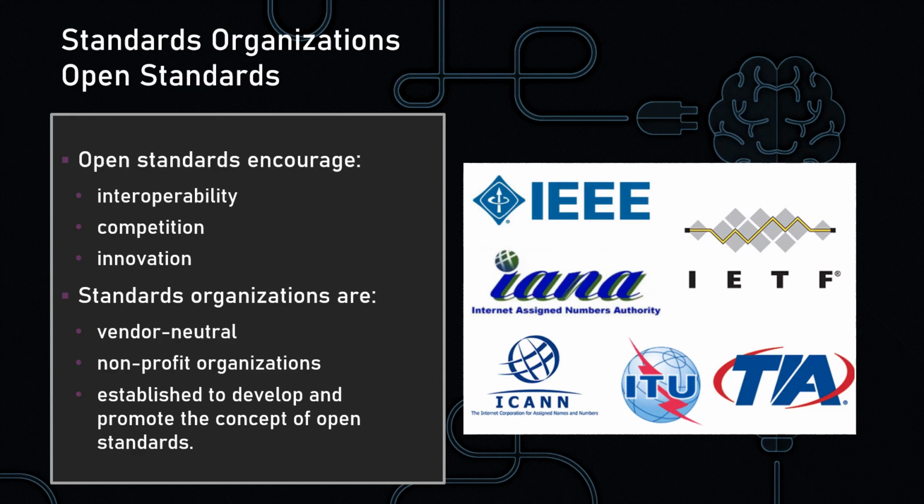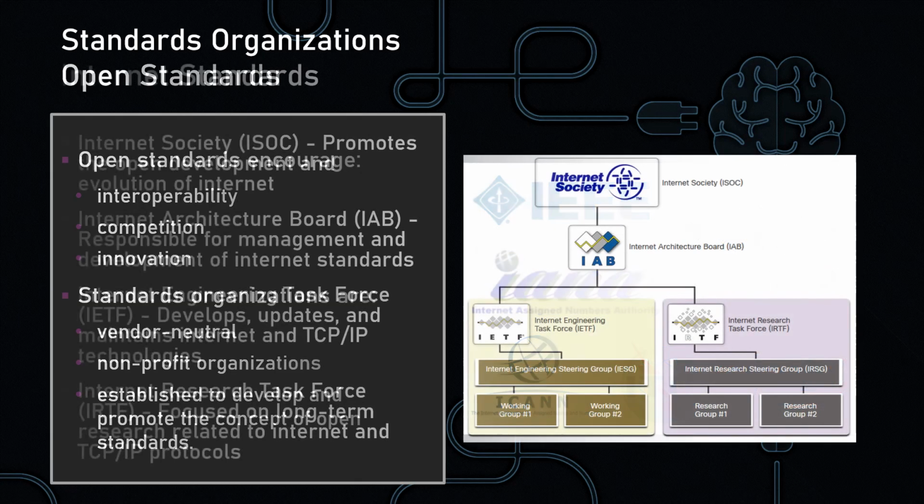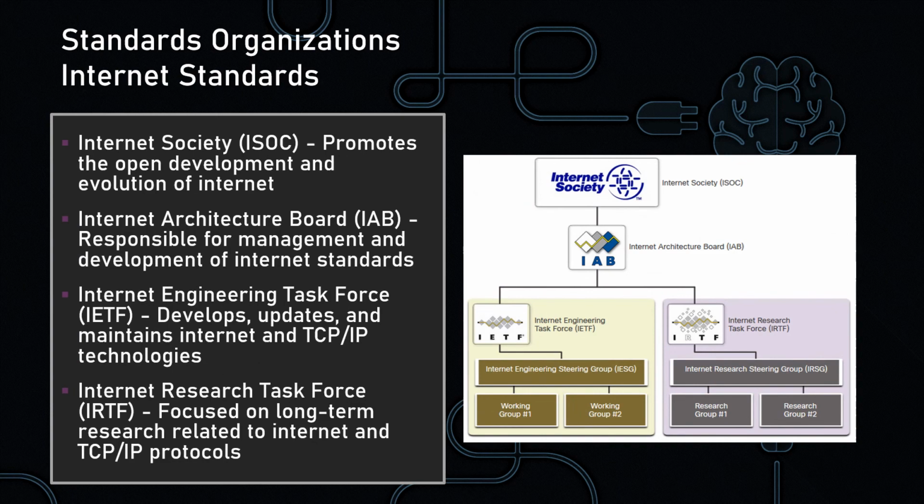So the IEEE, the IETF, the IANA, ICANN, ITU, and TIA. ICANN is responsible for your IP address numbers. IANA is a subsidiary of ICANN. The IEEE deals with electrical standards. The ISOC, or Internet Society, promotes the open development and evolution of Internet technologies. The IAB is a subsidiary that deals with architecture and development of Internet standards, as well as management.